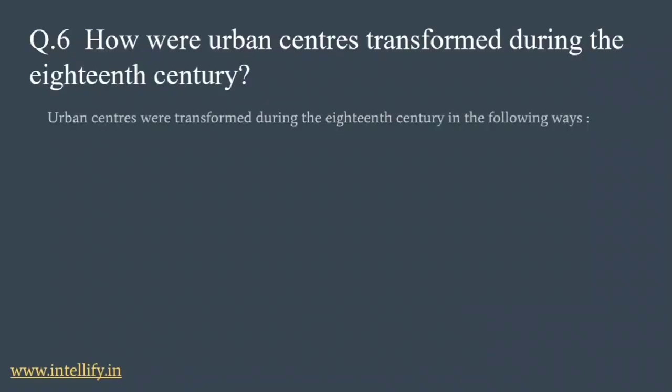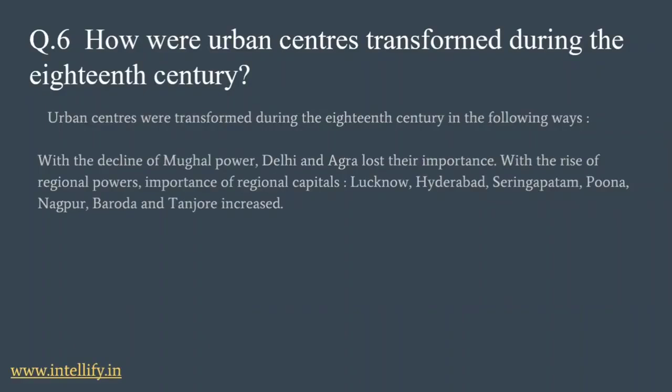Answer: urban centers were transformed during the 18th century in the following ways. With the decline of Mughal power, Delhi and Agra lost their importance. With the rise of regional powers, the importance of regional capitals Lucknow, Hyderabad, Seringapatam, Pune, Nagpur, Baroda and Tanjore increased. So they are telling that as Mughal power declined, the importance given to Delhi and Agra decreased. As this decreased, there was a rise in regional powers like Lucknow, Hyderabad, Seringapatam, Pune, Nagpur, Baroda, and Tanjore. To all these cities, the importance was increased.